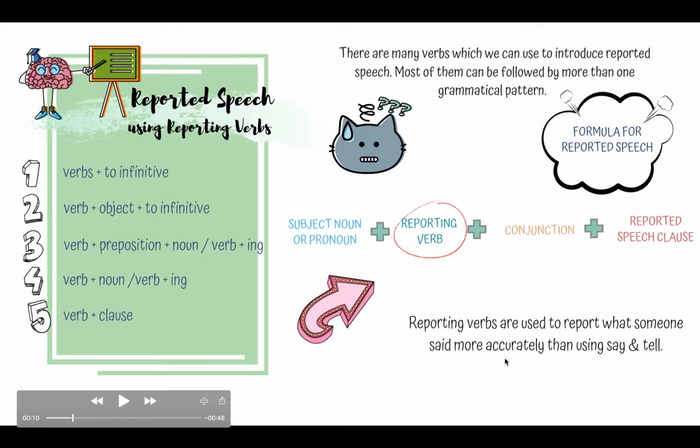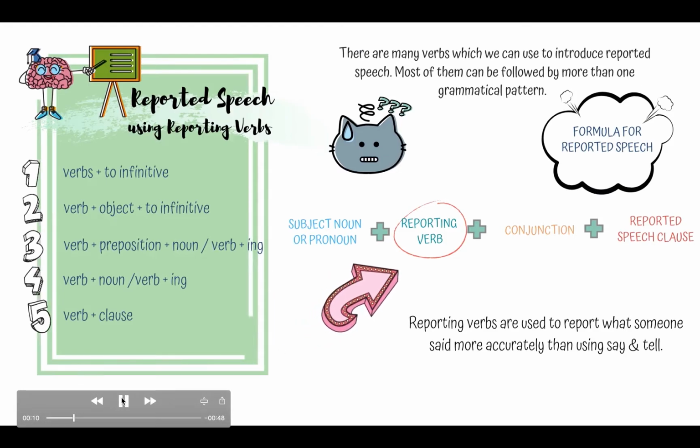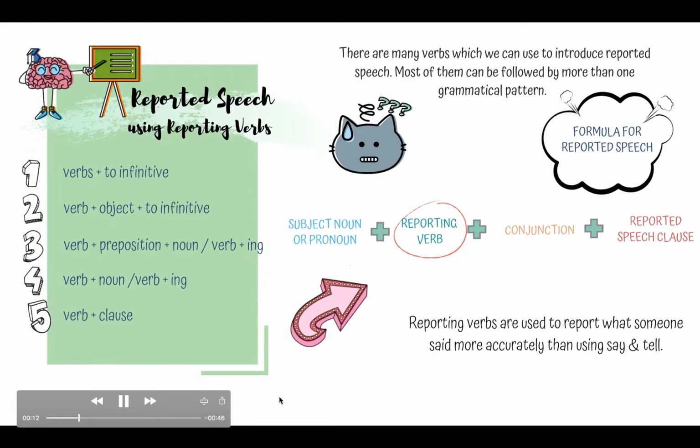Okay, so a reporting verb is used to report what someone says more accurately than just using say and tell. There's nothing wrong with using say and tell, but a reporting verb can demonstrate a much deeper understanding of the sentence. So let's take a look, shall we?